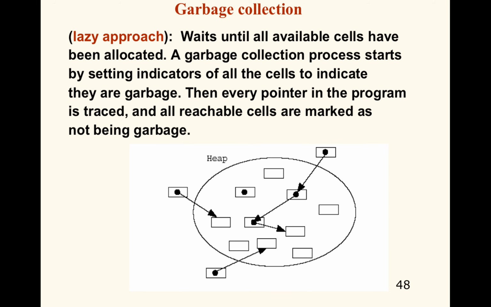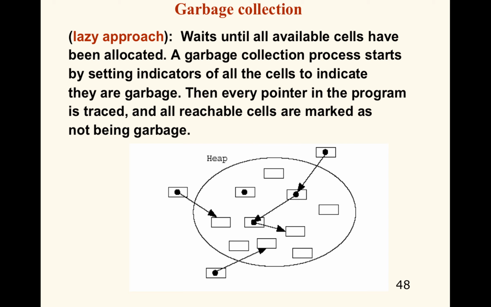And then we have a thing called a lazy approach. The lazy approach waits. This is what Java does. If the user never runs out of memory, it doesn't even have to invoke, which I think is pretty good. But it'll wait until all the cells have been allocated. And the garbage collector will then come in and the process will start by setting indicators on all the cells to indicate that they are garbage.